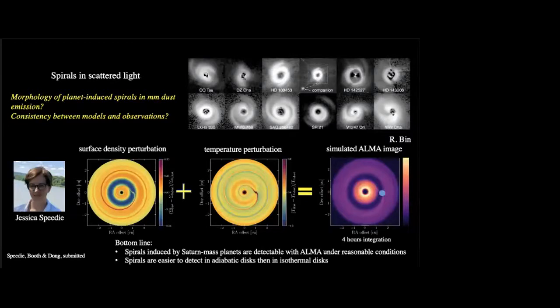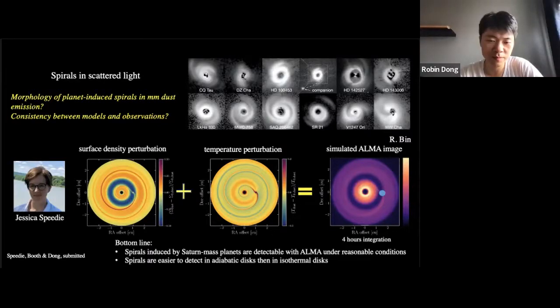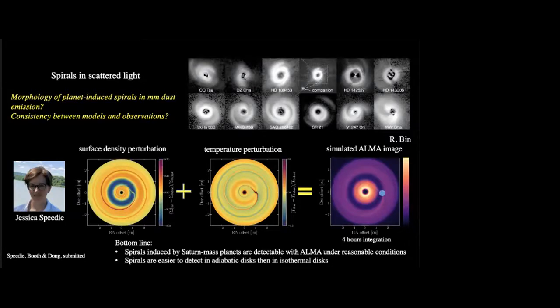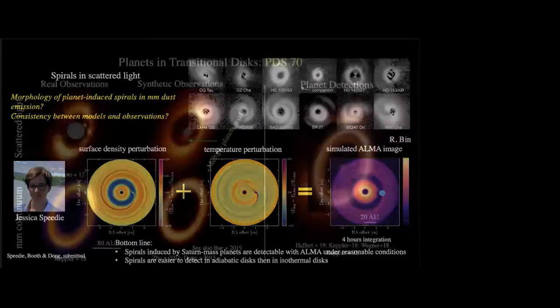So I think I remember in PDS 70, there's an asymmetry in the millimeter continuum, noticeably brighter on one side than the other. I was wondering if the modeling has reproduced that and if it gives you any constraint on alpha in that disk.